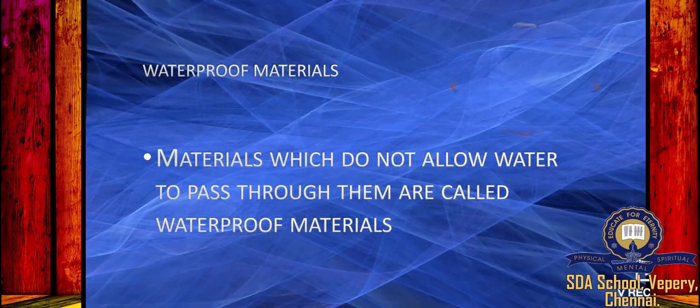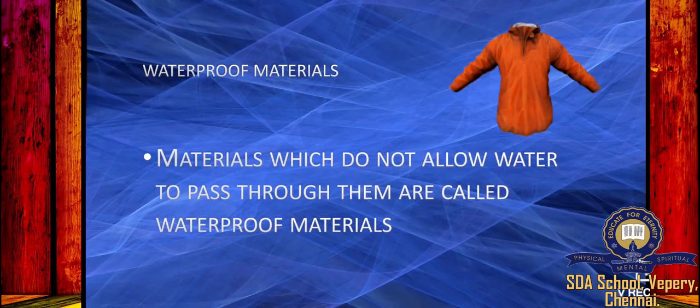For example, raincoat, umbrella. These materials will not allow water to pass through them. So this type of materials are known as waterproof materials. Okay.